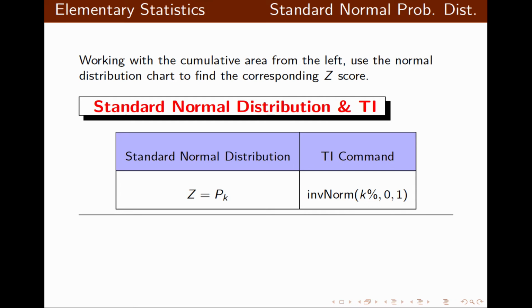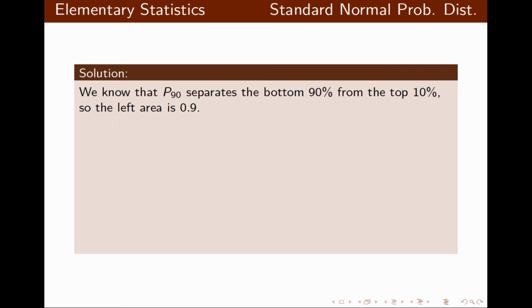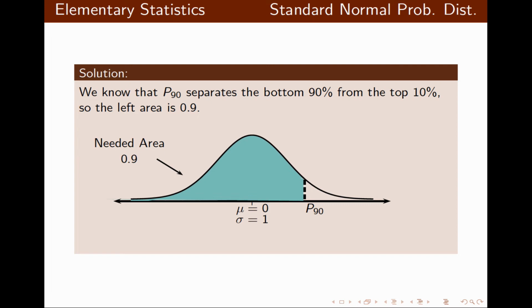Let's look at some examples on this. So we want to find z equal to P90. Now P90 separates the bottom 90% from the top 10%. So the left area must be 0.9. And that's the area that we want. Using the inverse norm command, the left area is 0.9, the mean is 0, standard deviation is 1, and the answer is 1.282.